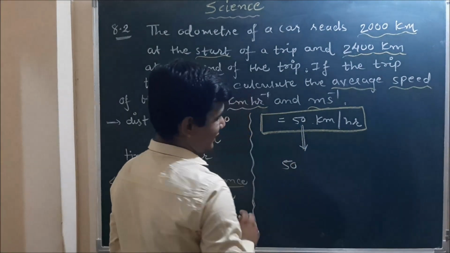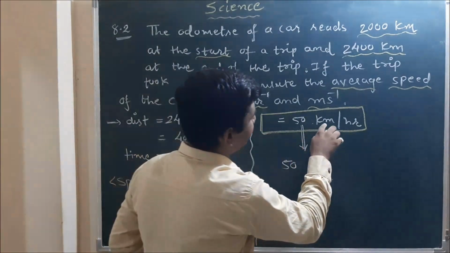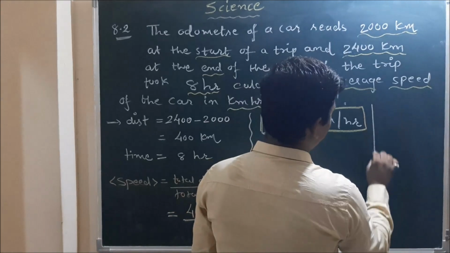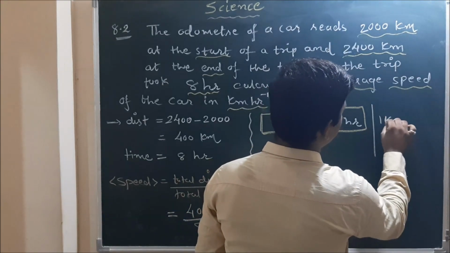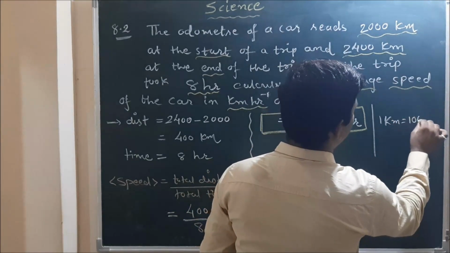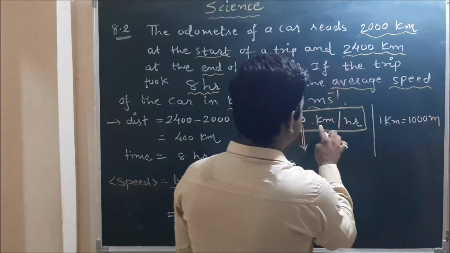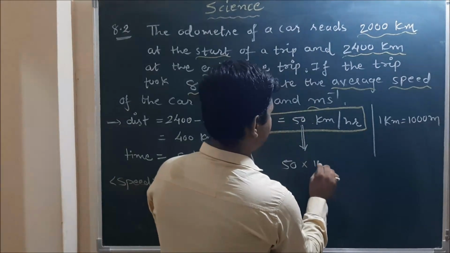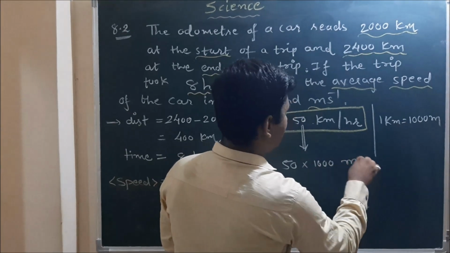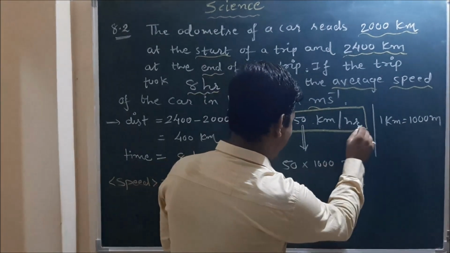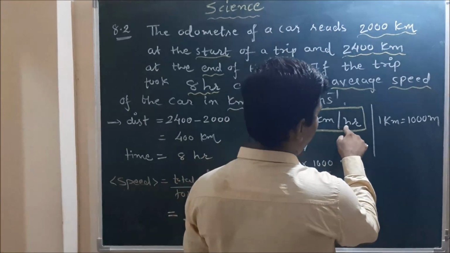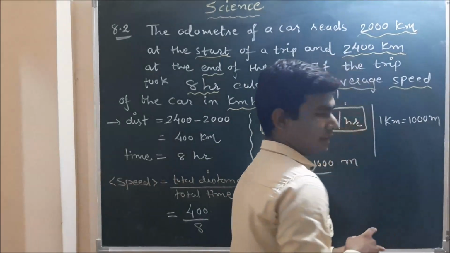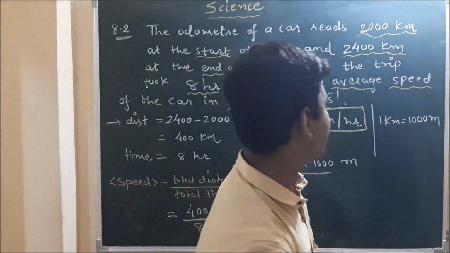Keep this 50 as it is. We want meters here. So how can we convert kilometer into meter? We know that 1 kilometer is equal to 1000 meters. So instead of kilometer, we can write 1000 meters. Into 1000 meters. And how can we convert hour into what we want? Seconds, right? So 1 hour is equal to how many seconds?